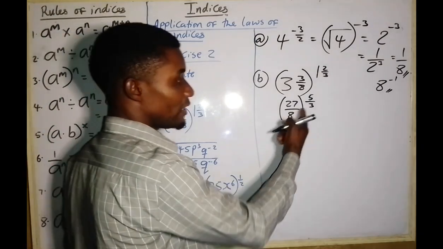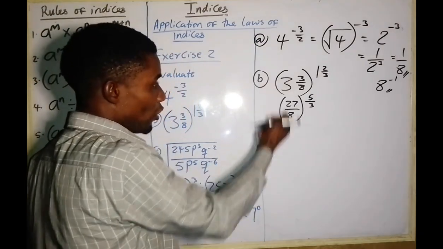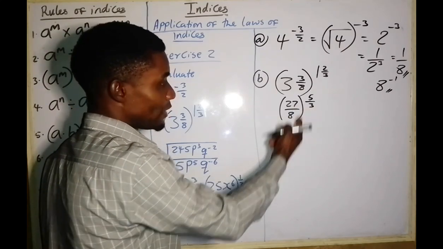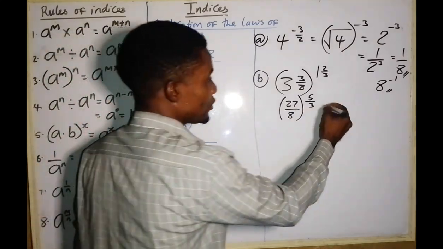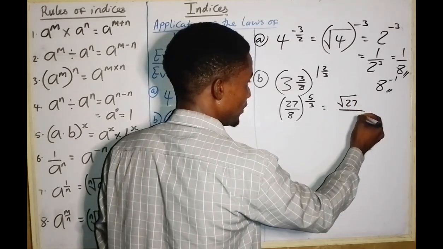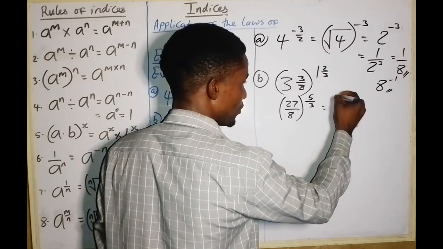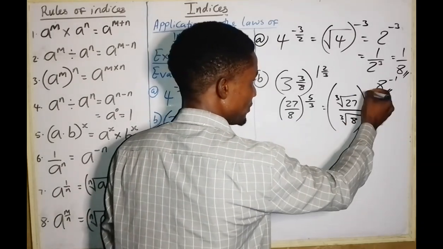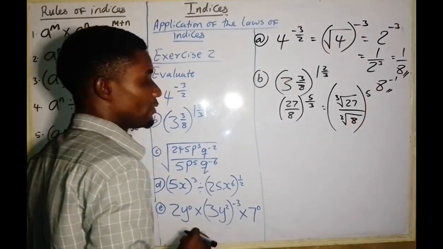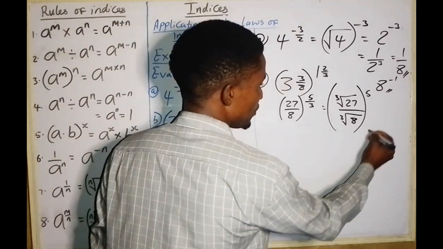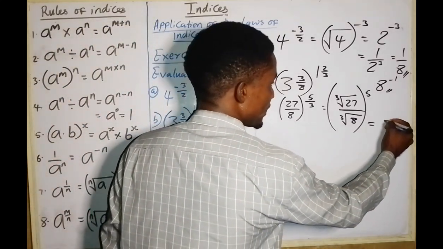So all we need to do is to find the cube root of each number in the brackets, because this particular index is applied to all the numbers in the bracket. So we go by saying cube root of 27 over cube root of 8, now everything raised to the power of 5. Now cube root of 27 is going to give us 3.